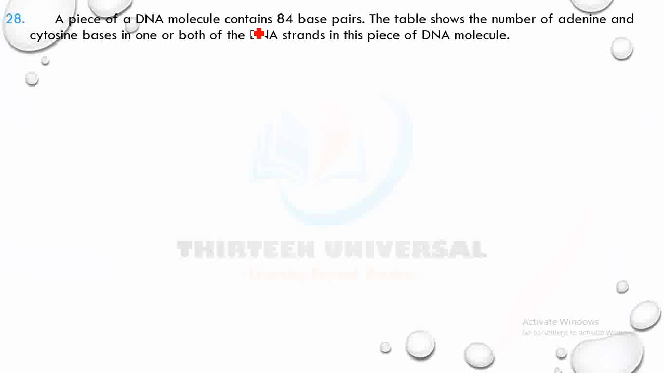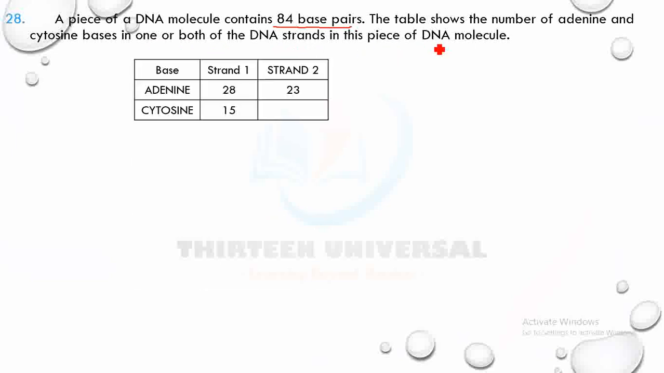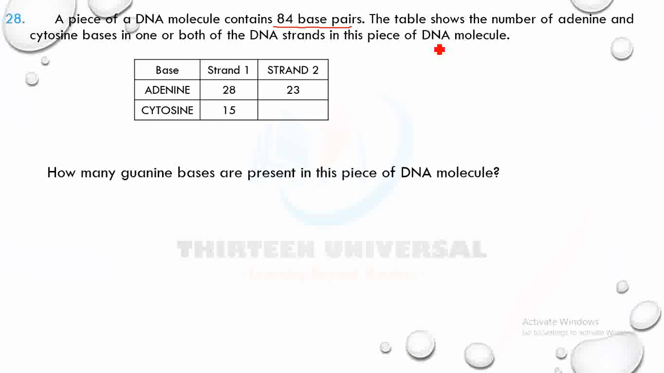A piece of DNA molecule contains 84 base pairs. The table shows the number of adenine and the other bases in one or both of the DNA strands in this piece of DNA molecule. How many guanine bases are present? Who is going to solve this for me? Please pause the video and try the question.